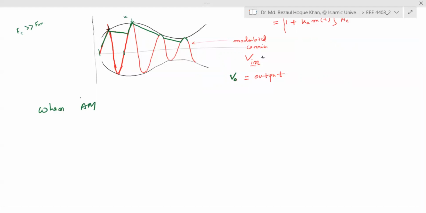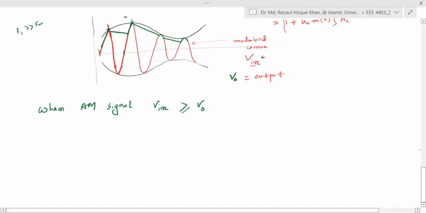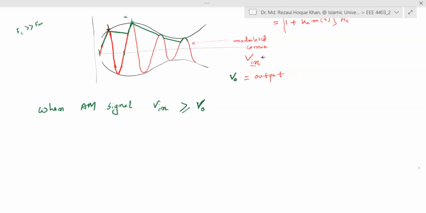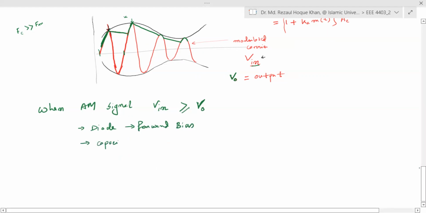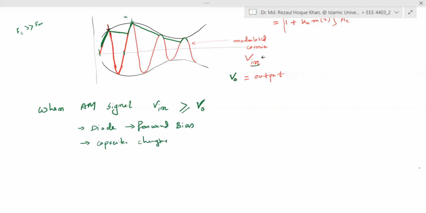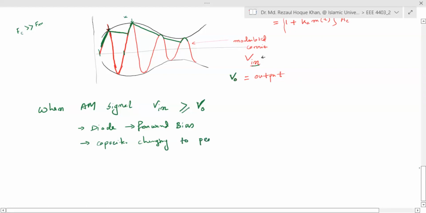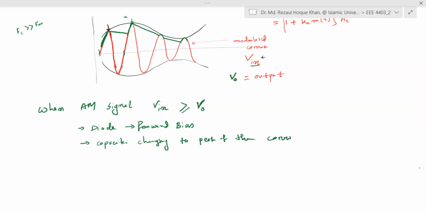So we can write, when the amplitude modulated signal V in is greater than VO, what happens? There are two conditions: either V in is greater than VO, or V in is less than VO. This one, V in greater than VO, is when charging is happening. Then the diode is in forward bias, so the capacitor is charging to pick up the carrier, which is this one.